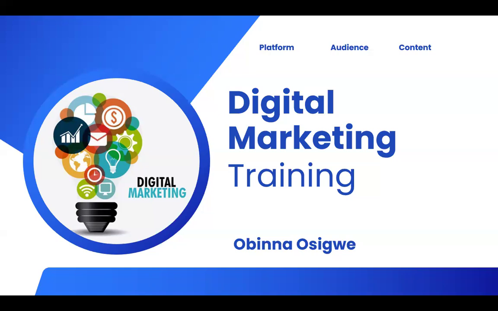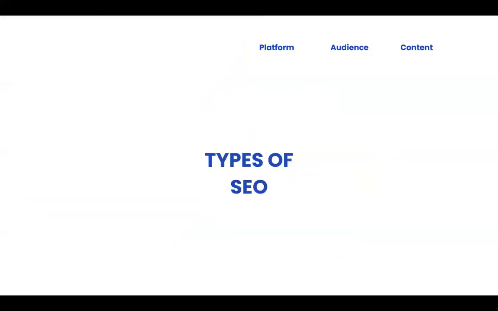In the last class, we looked at different types of search engine optimization. We looked at 3 types, which are on-page SEO. I said that on-page SEO is the optimization strategy that you do on your website, basically on your web pages, because a website is a collection of web pages.